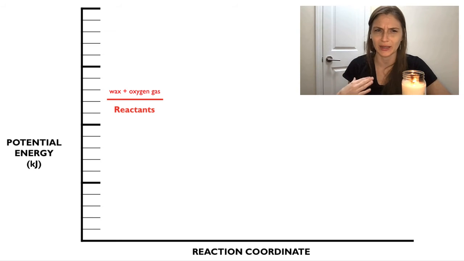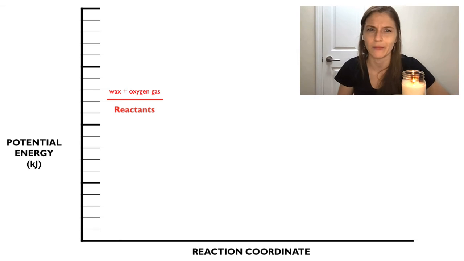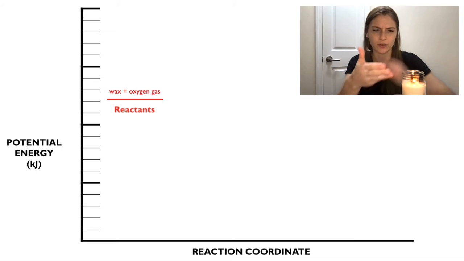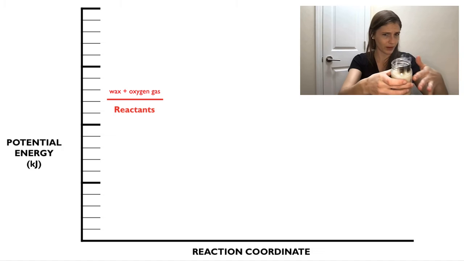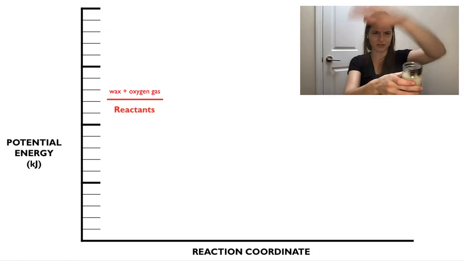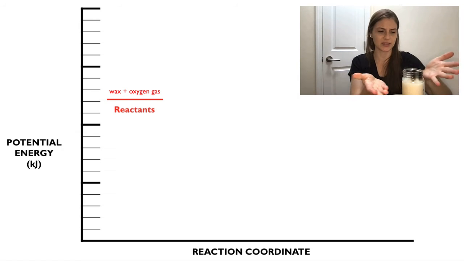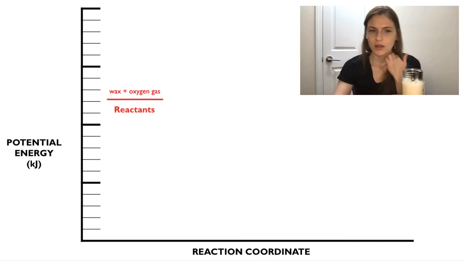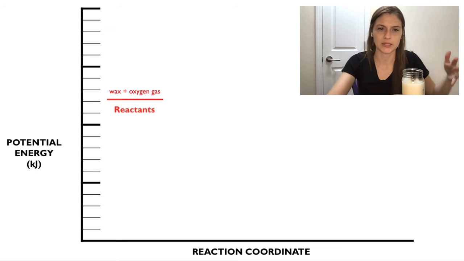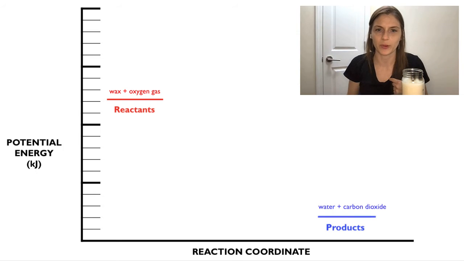Notice that I'm not putting numbers on my y-axis right now. I'm just saying this is an amount of potential energy that the wax and the oxygen had before I lit the candle, right? So I'm going to blow the candle out so that we can start from the beginning here. We've got the reactants. They're sitting. They're not reacting. Now, I know I'm going to ultimately end up with a product that is carbon dioxide and water vapor. So that's going to be the product of my reaction.